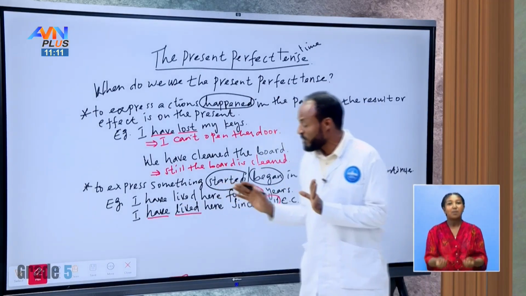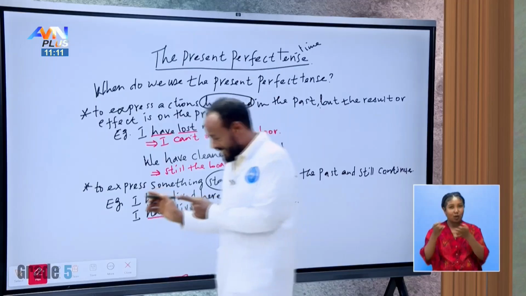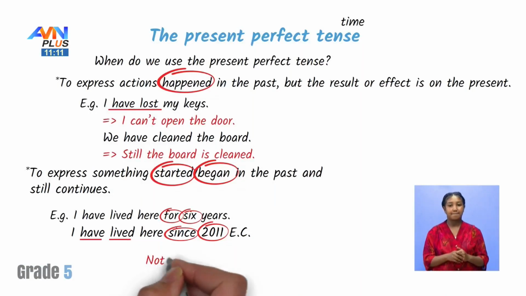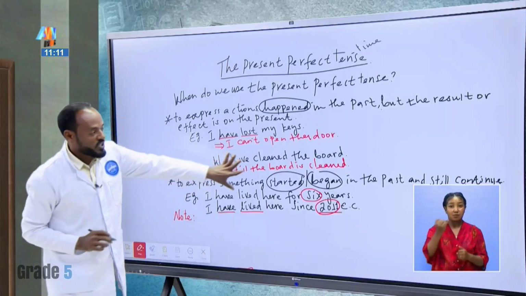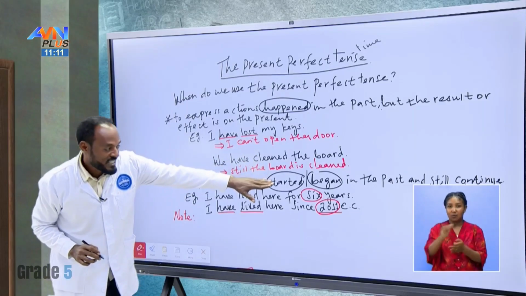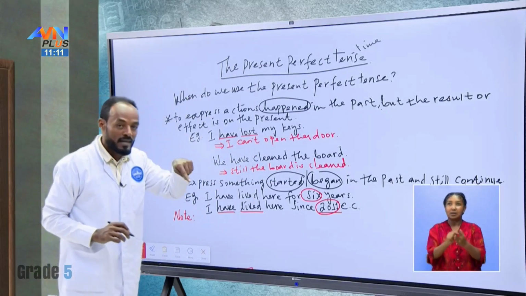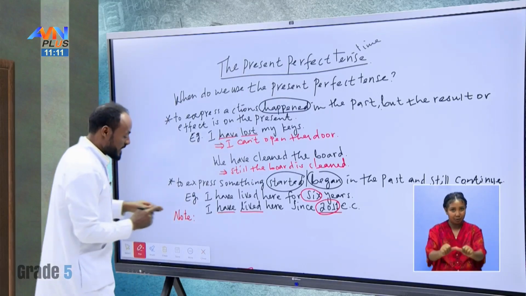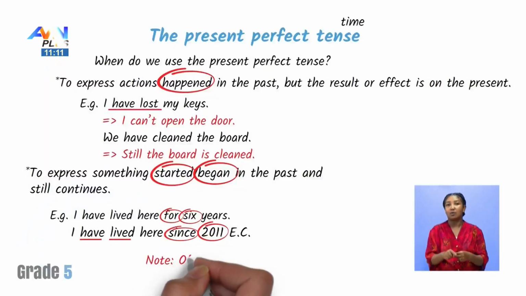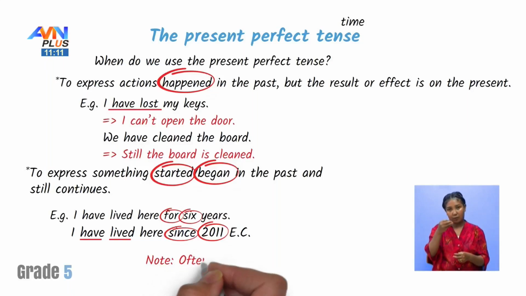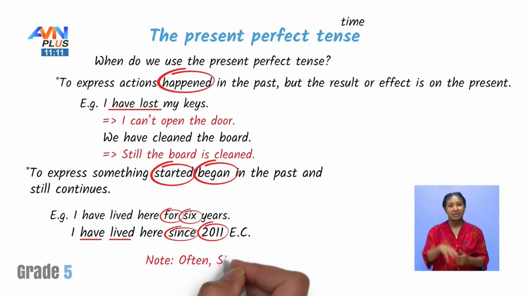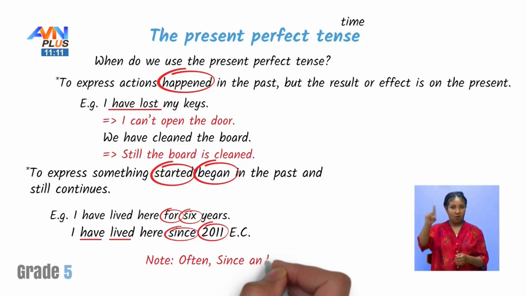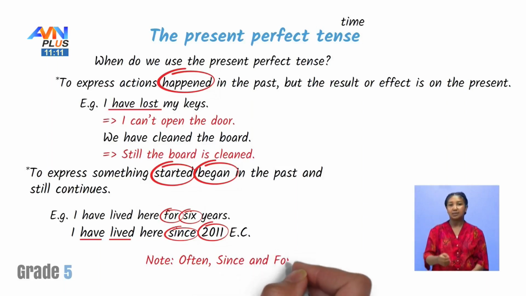Here also the first one is the same as that one. Most of the time, if you want to express something started in the past and is still ongoing, you have to use what? Often we use since and, yes, for. Since and for could be used.